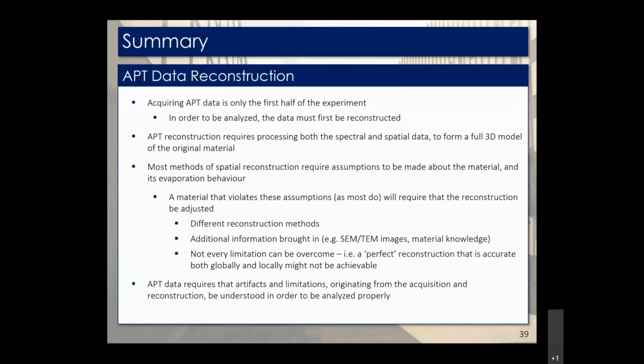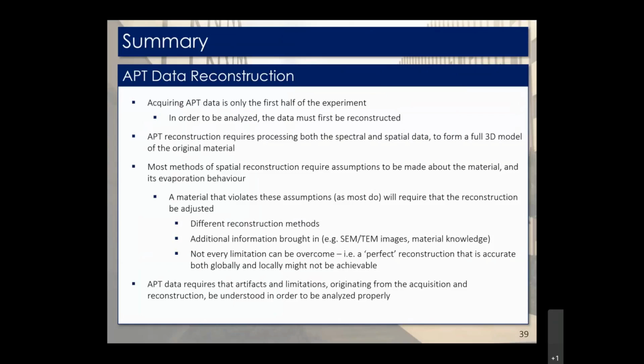You might have to go back and change things again and again, or in some cases you might even just have to apply some post-processing to some small areas of the reconstruction once you've made it, to better calibrate for your feature of interest. So overall, the Atom Probe data requires that the artifacts and limitations within it, originating from both the acquisition and the reconstruction, be understood in order to be analyzed properly.